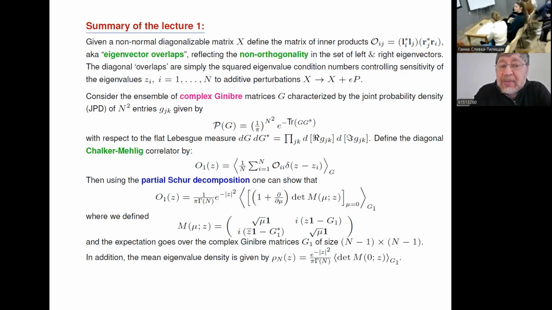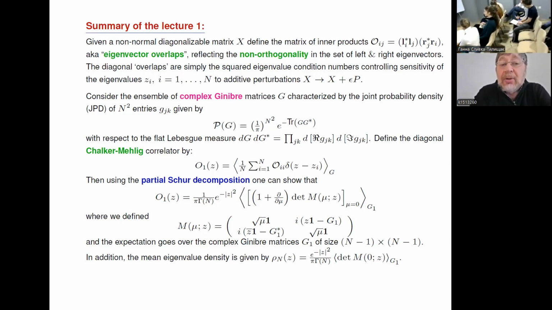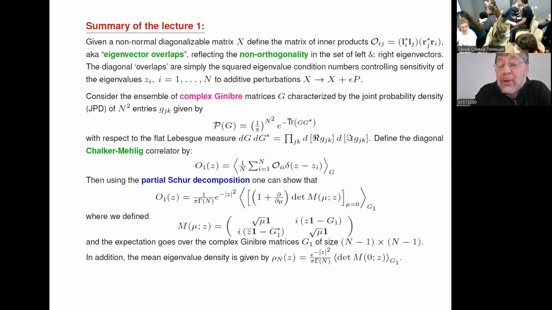Then we considered specifically random non-normal and non-Hermitian matrices, the famous classical ensemble of complex Ginibre matrices, which is characterized by a Gaussian joint probability density. Every entry is an independent and identically distributed normal variable. When we integrate against flat Lebesgue measure, we get this expression for the joint probability density: exponential of minus trace of matrix G times its Hermitian conjugate.